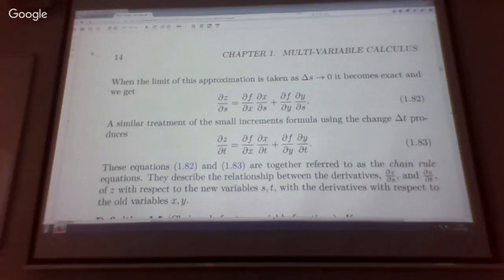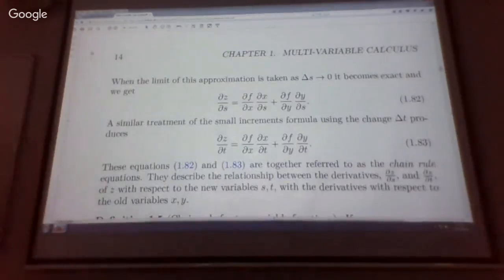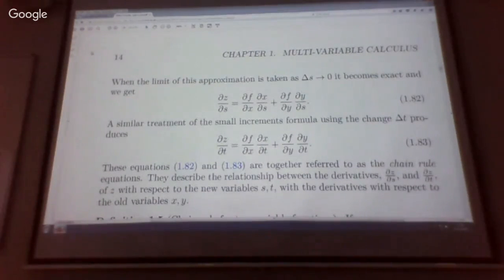Okay? So we're looking at the change in value of z as a proportion of the associated change in value of the quantity s. And taking the limit of this as delta s approaches 0, that's the definition of this quantity, delta z over delta s. On the right-hand side, we had the partial derivatives df dx and df dy. Those remain unchanged. But on the right-hand side, we also had delta x over delta s.